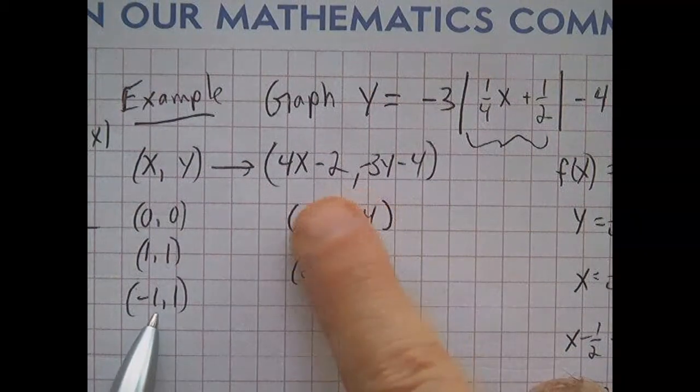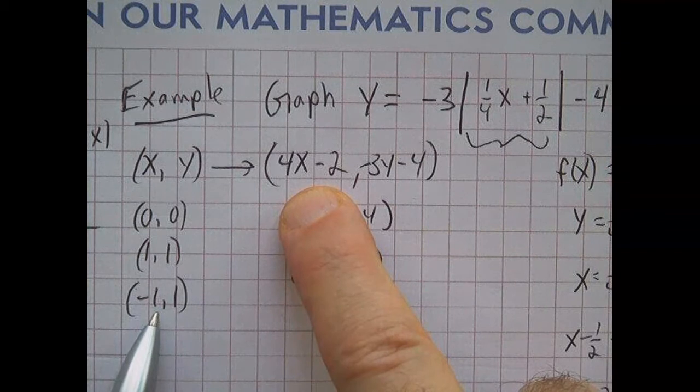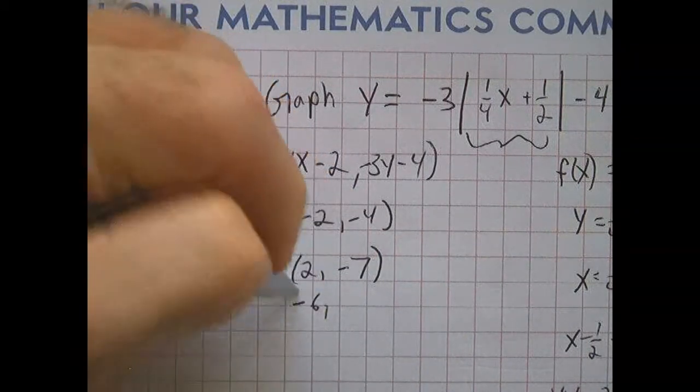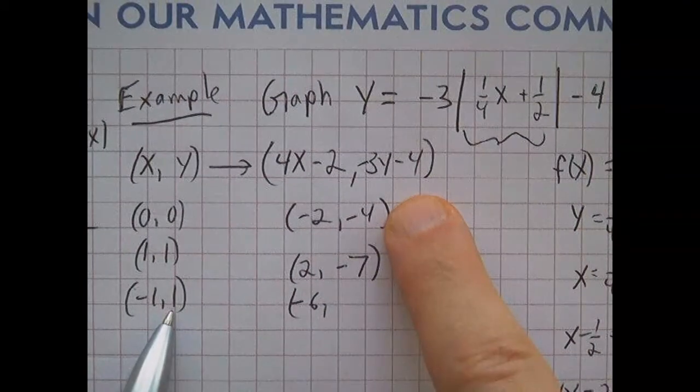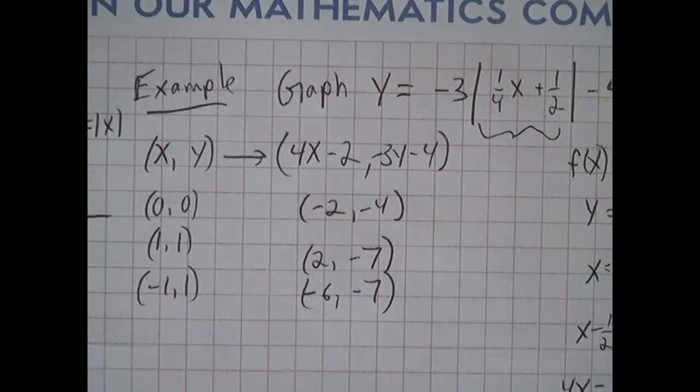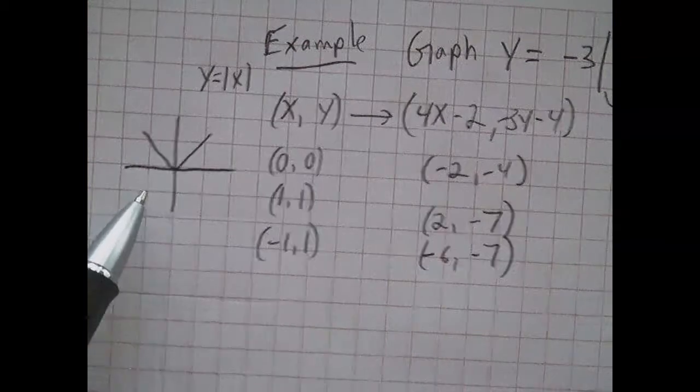When I plug in a negative 1 here, I get negative 4 minus 2, which is negative 6. And when I plug in a positive 1 here, I get negative 3 minus 4, which is also negative 7. That's it. Plot those points. You have the transformation of this function.